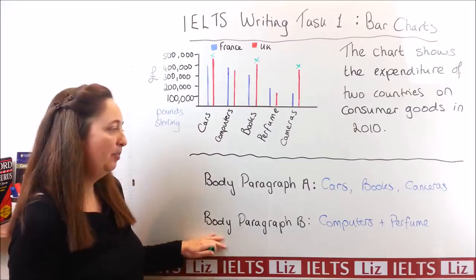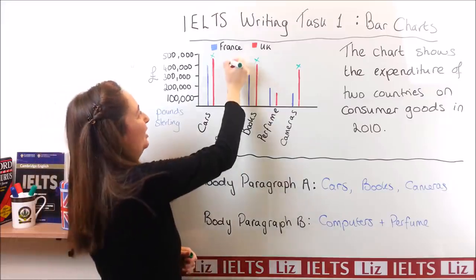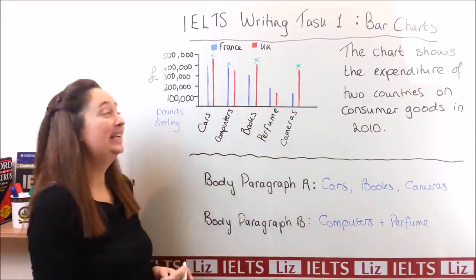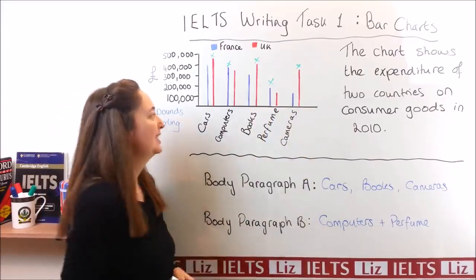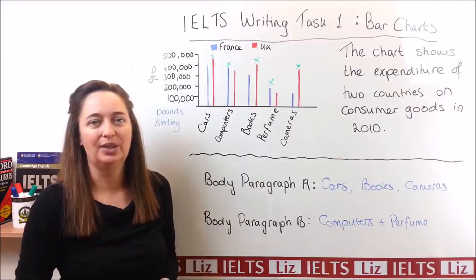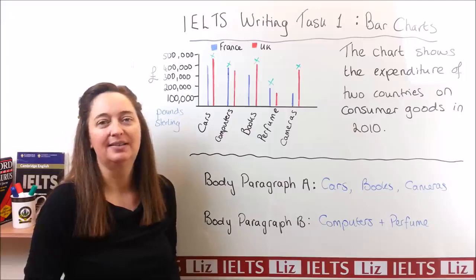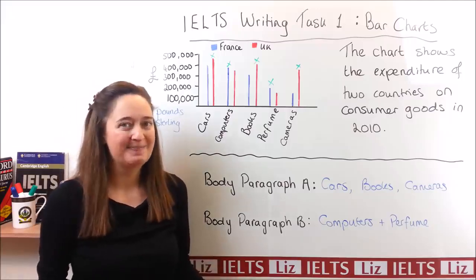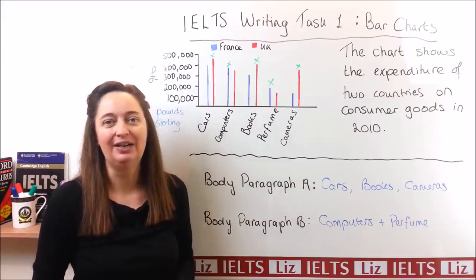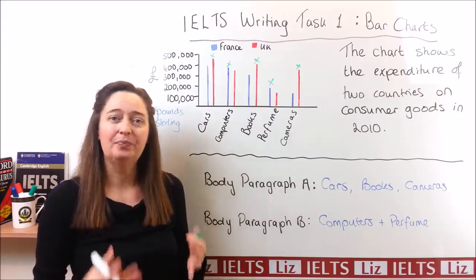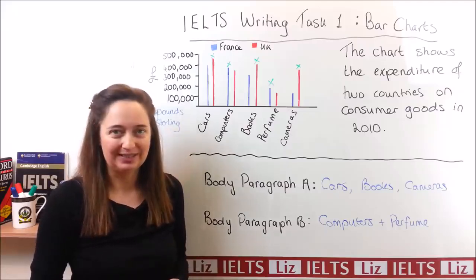And for body paragraph B, we have the reverse. So you can see that computers, France spent more than England, UK, and perfume, you can see again that France spent more than the UK on perfume. So that is the other way to organise it. Which one is better? They are both very good. They will both give you a band score 9 for organisation. The most important thing is that it's logical and easy to follow for the reader.